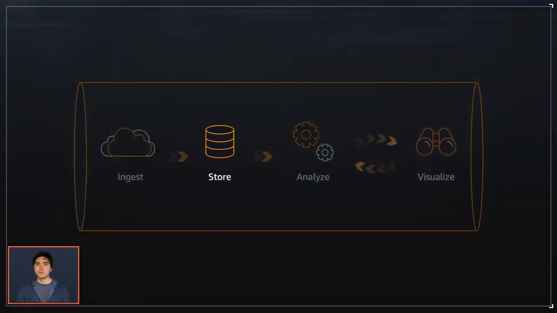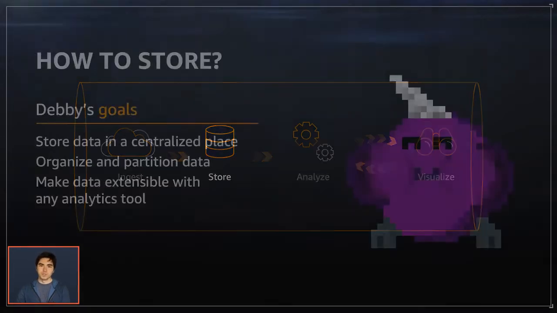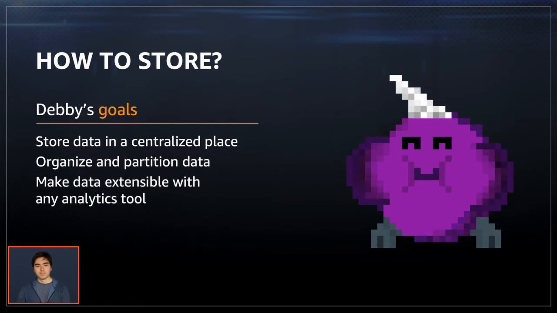Great. So now that we've done the ingest phase, we move on to store. Now, let's see what Debbie's goals are in the storage phase. So she wants to store data in a centralized place so that she has unified access to a single source of truth and her data is not split up or siloed all over the place.